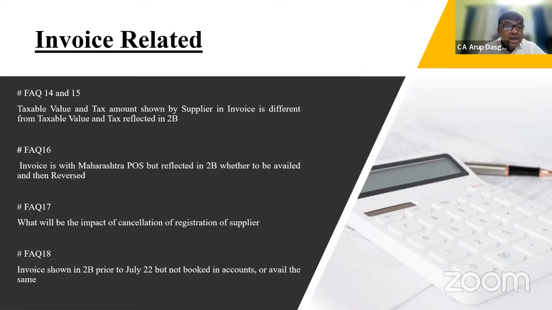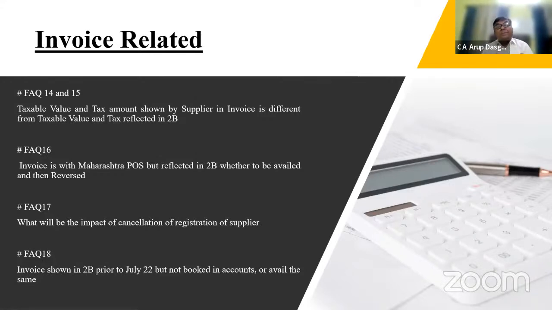Similarly, next question, invoice shown in 2B prior to July 2022, but not booked in accounts or availed. So what is happening here? In my April 2022 2B, the invoice of April 22 is showing, but I have not availed it at that time. Why? Because I have not got the approval for the invoice from my finance team. The finance team has put a hold on the payment. They said, no, we'll just see whether the invoice is okay or not, and once we approve it, then we'll give it to you. Then only you can process the payment and then you can take the same into accounts.